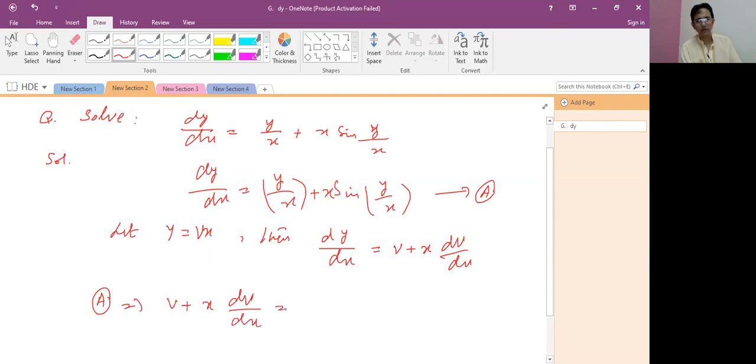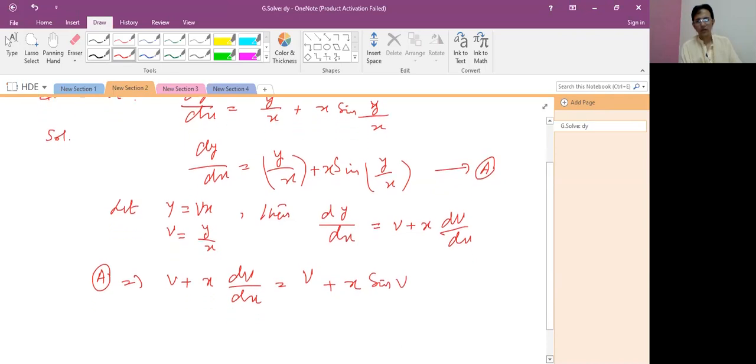It means we will put the value of dy over dx in equation number 1 on the left hand side, and y over x, it means it is v, because v is y upon x. So we write here v plus sine v. So it is the first step.